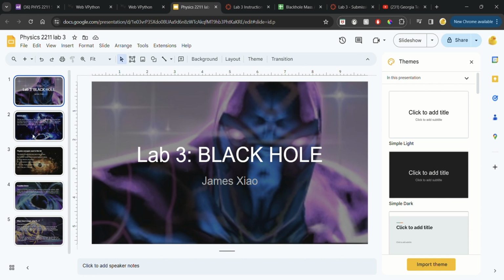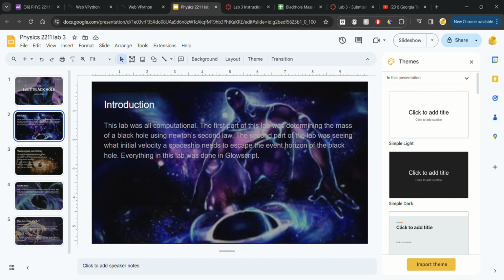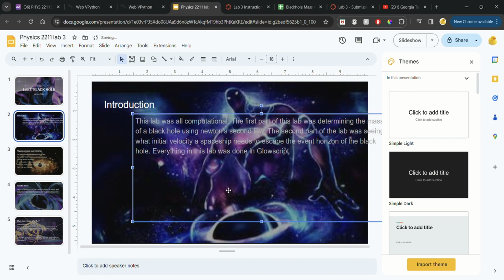It's black hole. And so everything in this lab was computational. The first part of the lab was determining the mass of a black hole using Newton's second law and stuff related to that. And the second part of the lab was seeing what initial velocity a spaceship needs to escape the event horizon of a black hole. And everything was done in GlowScript.